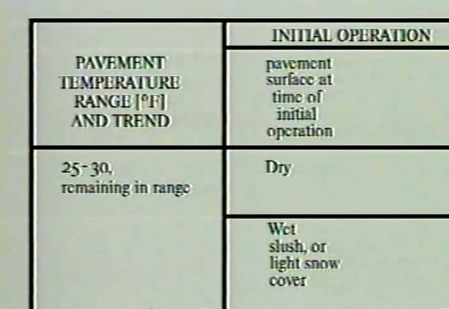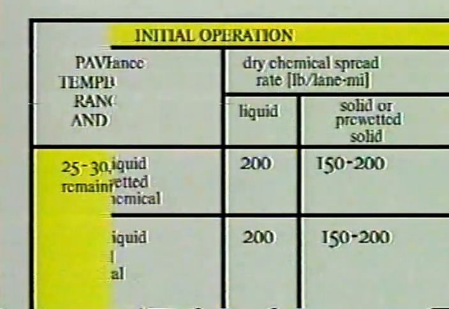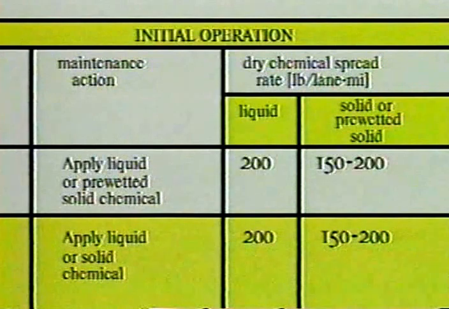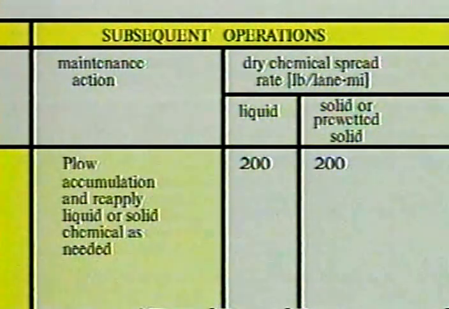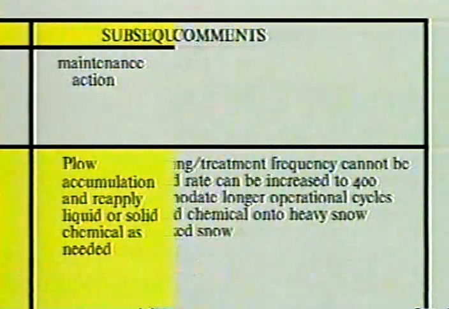moderate or heavy snowstorm with the pavement temperature between 25 and 30 degrees Fahrenheit, and the pavement surface is wet, slush, or covered with light snow at the time of the initial operation, a liquid should be applied at a rate of 200, or a solid chemical at a rate of 150 to 200 pounds of solids per lane mile. Subsequent operations would consist of plowing any accumulation off and reapplying liquid or solid chemical as needed at 200 pounds of solids per lane mile.